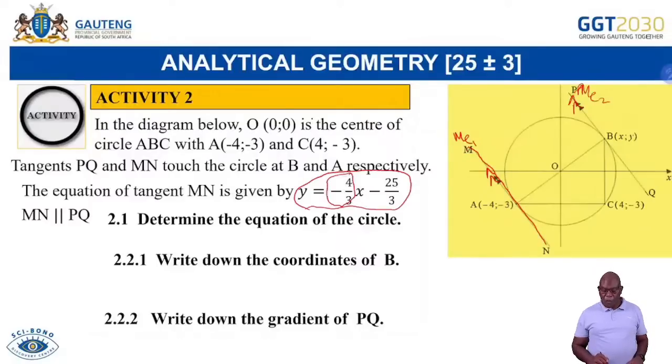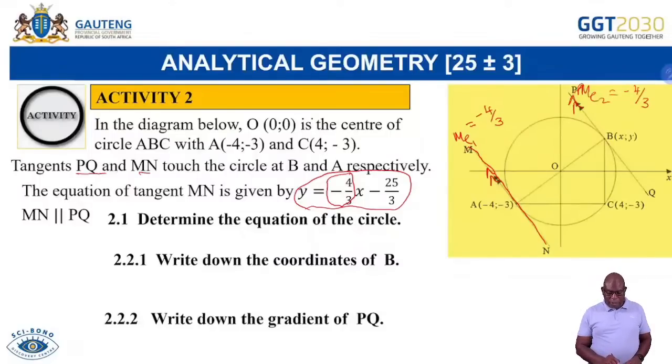It's minus 4 over 3. So already I know the gradient of that line is minus 4 over 3. If this is 4 over 3, the gradient of that line will also be minus 4 over 3, because parallel lines have the same gradient. I've answered some of the questions, you will see.